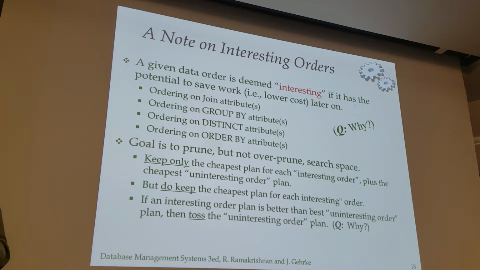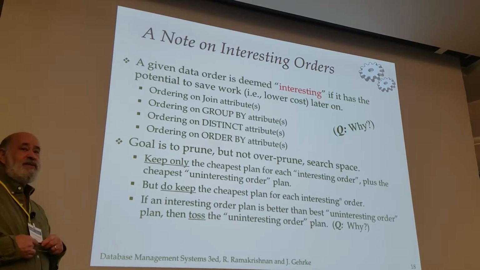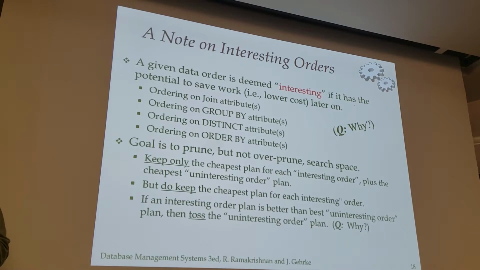So the goal is to prune, but not get rid of something that will be the cheapest overall. Even though that ABCE plan that's sorted by rating is more expensive than the cost 500 plan that wasn't sorted by rating, it may save me work later. So those interesting plans are kept around. Only the cheapest plan for each interesting order is kept. You don't keep around 5 plans for an interesting order. What's the point? You keep the cheapest plan for each interesting order, okay?